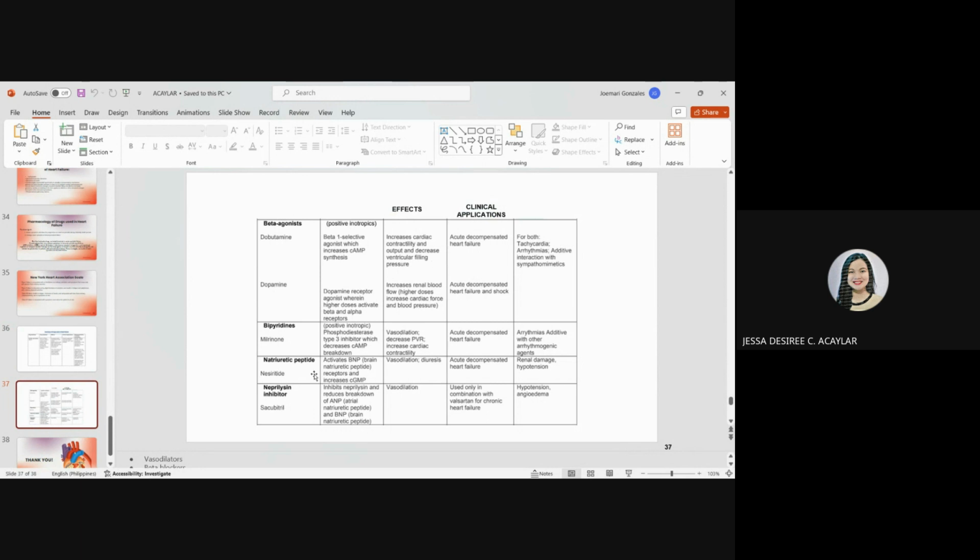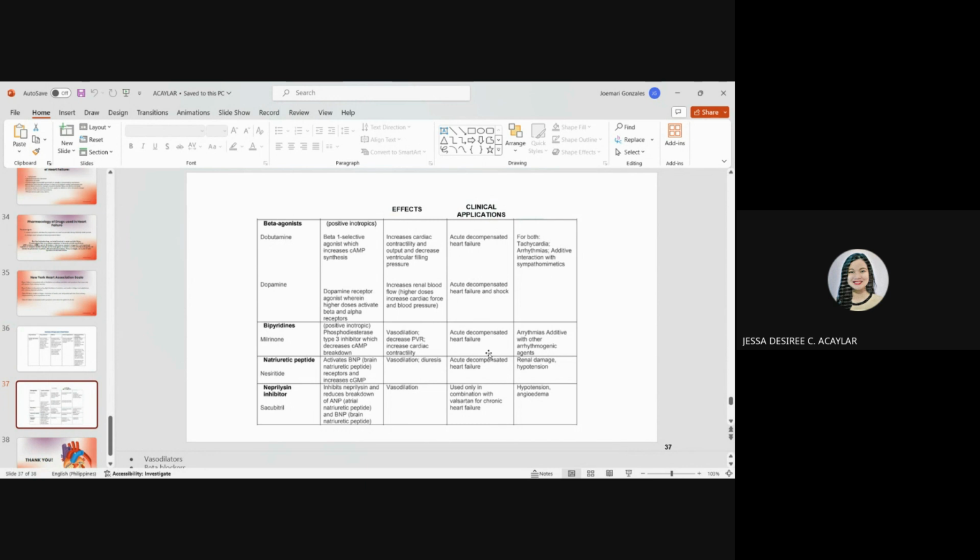Next is the piperidine. Under the piperidine is the milrinone. So it also possesses the positive inotropic effect. Phosphodiesterase type 3 inhibitor which decreases the cAMP breakdown. Vasodilation, it decreases the PVR, increase cardiac contractility. Clinical application is for acute decompensated heart failure. Piperidines, specifically the milrinones, its pharmacokinetic and interaction arrhythmias additive with other arrhythmogenic agents.